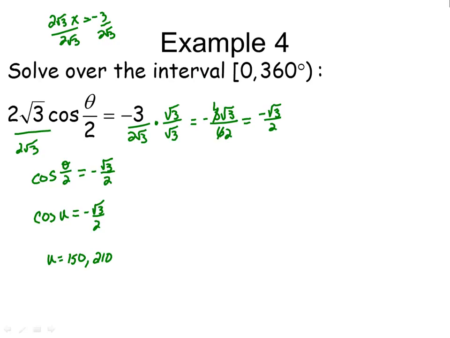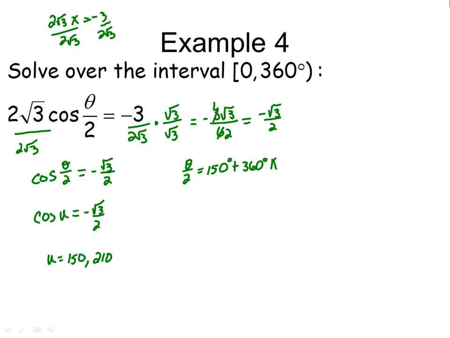Okay. But instead of u being 150, what do we want equal to 150? Yeah. We want theta over 2 equals 150. And what is the range that we're looking at? All the way from 0 to what? 360. And we want to know where. How many hits do we get?